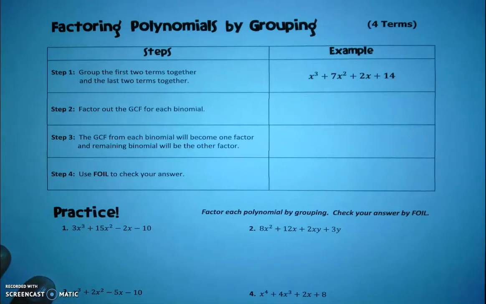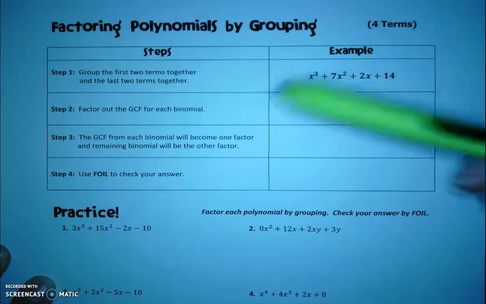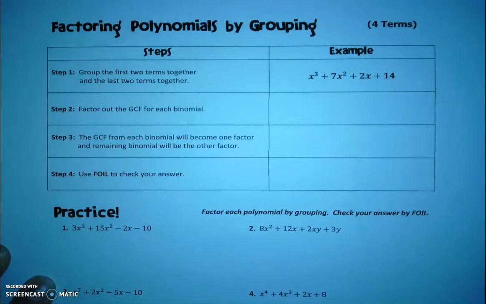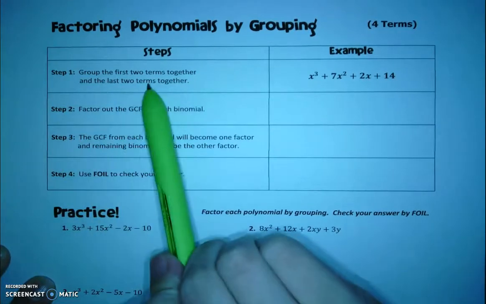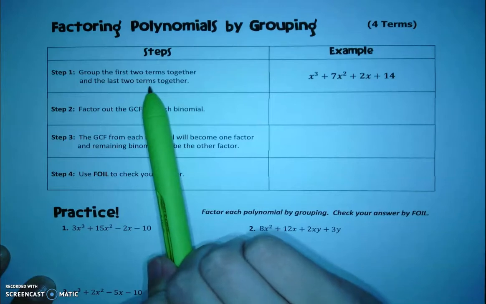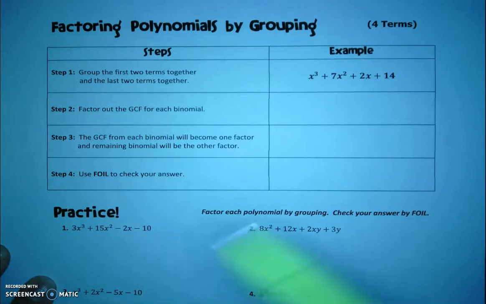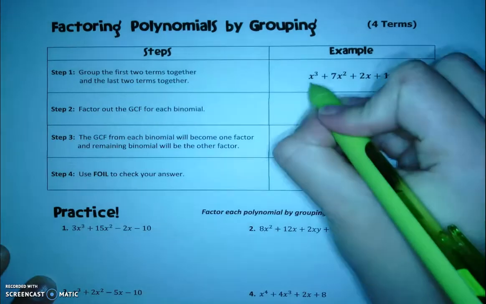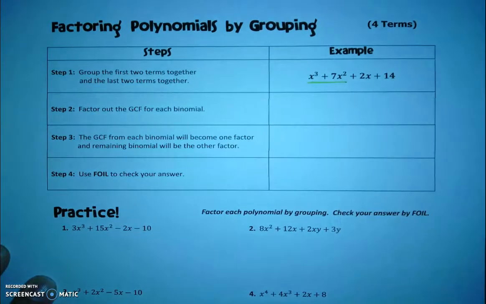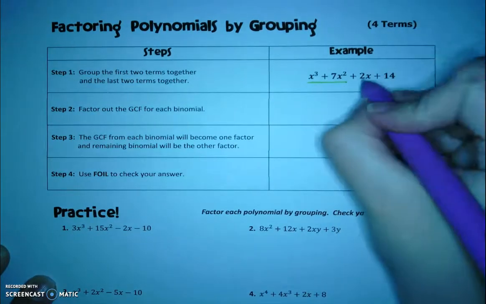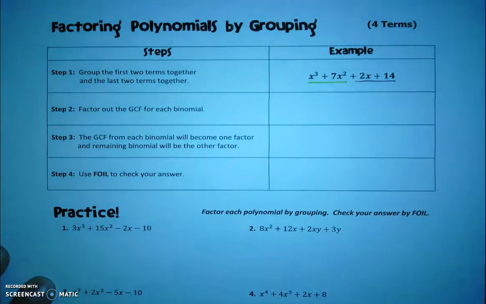In order to factor by grouping, we have 4 different steps that we are always going to do. The first step is to group the first 2 terms together and the last 2 terms together. That means we're looking at the first 2 things together, and we're going to look at the second 2 things together. It's going to be really important that we look at it 2 at a time.